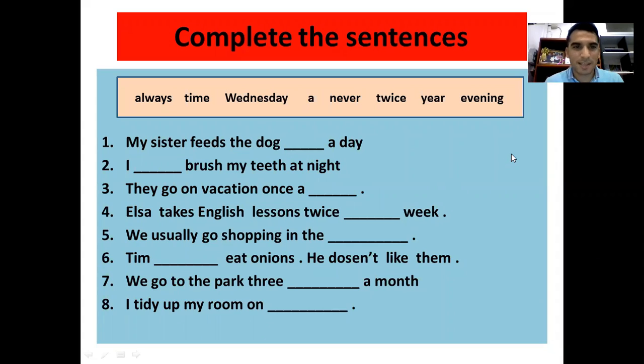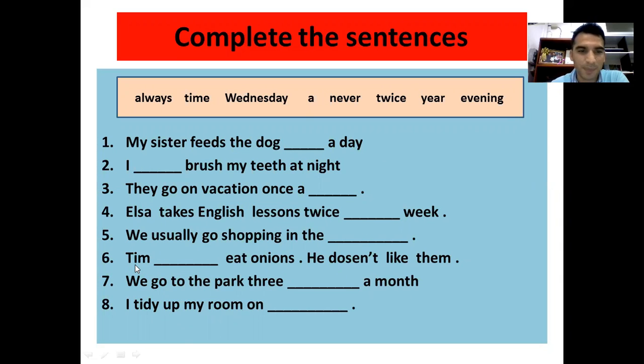Okay, look here, let's answer together. Number one, my sister feeds the dog. Yes, twice a day. Number two, I always brush my teeth at night. Yes, very good. Number three, they go on vacation once a year. Very good. Elsa takes English lesson twice a week. Yes, twice a week. We usually go shopping in the evening. Yes, very good.